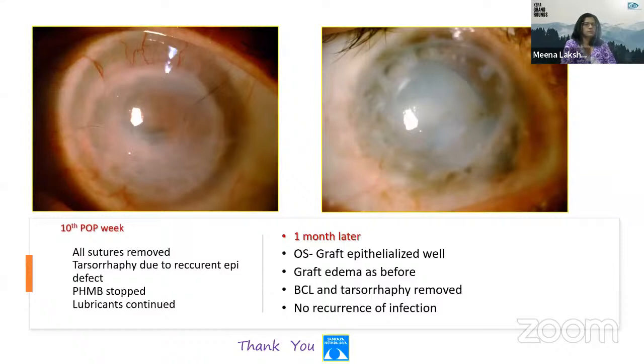Later, when all the loose sutures were removed, a tarsorrhaphy was done and the PHMB was stopped with continuation of only lubricating eye drops. The graft epithelialized well. It was obviously edematous. Once the epithelium healed, the BCL and tarsorrhaphy were removed, and at 1 month follow-up there was no recurrence of infection and the patient was asked to come for vision rehabilitation after a few months. Thank you.